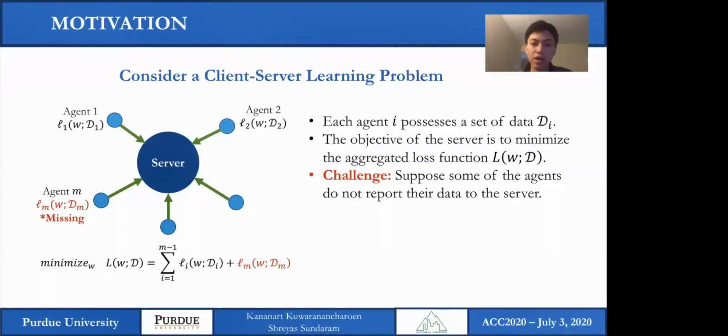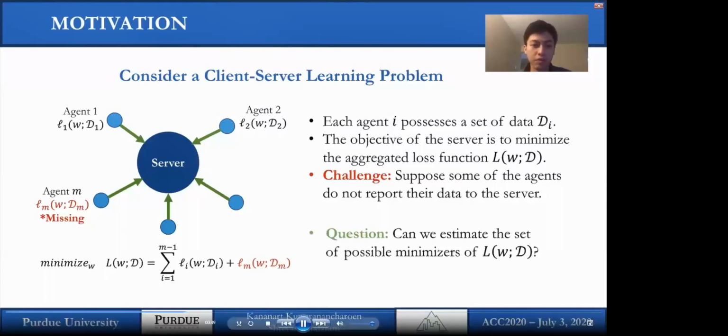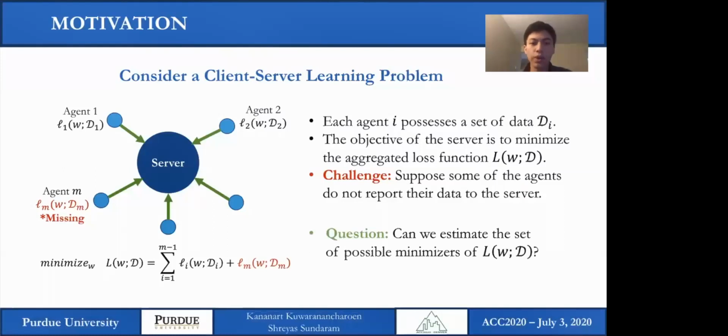However, if one of the datasets has not been reported to the server, we cannot calculate the exact minimizer of the function big L. One of the possible questions is that, given some characteristics of the loss function of agent m in which the data is missing, can we estimate the set of possible minimizers?